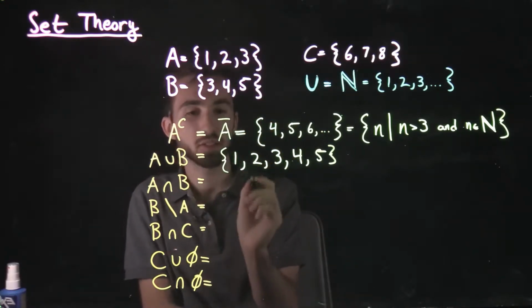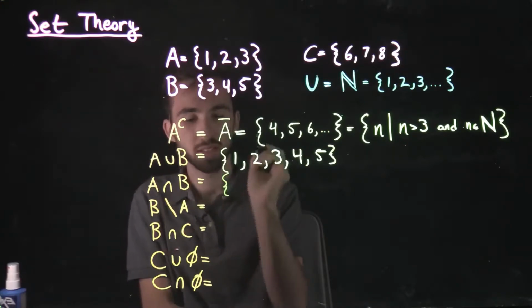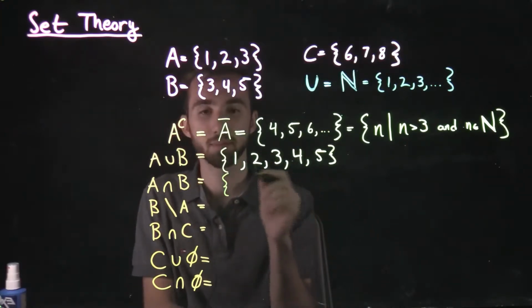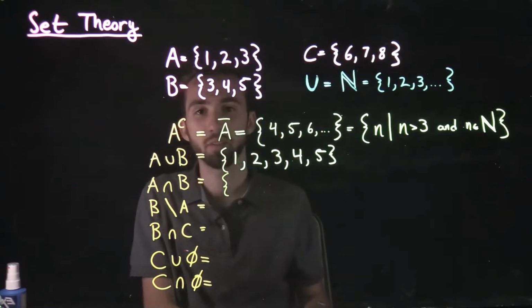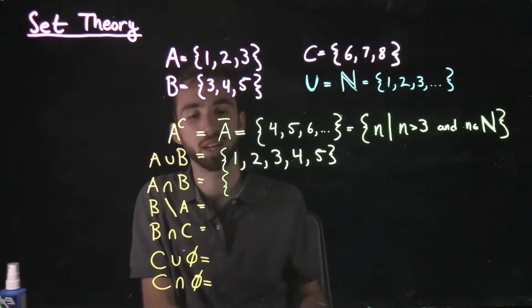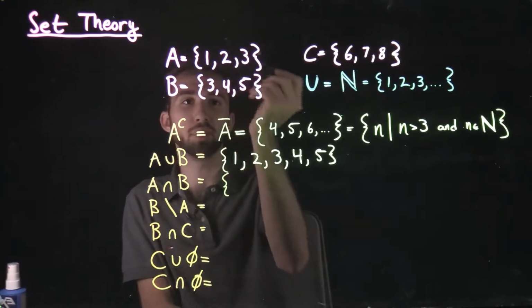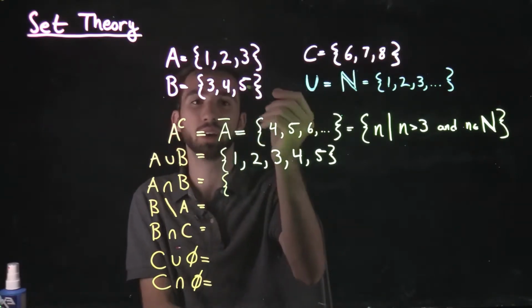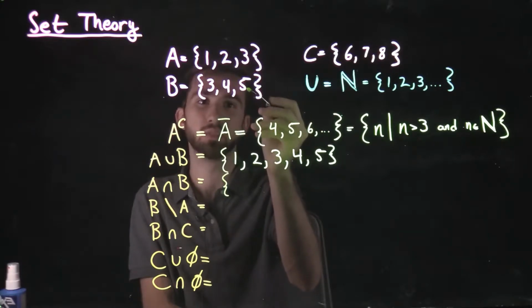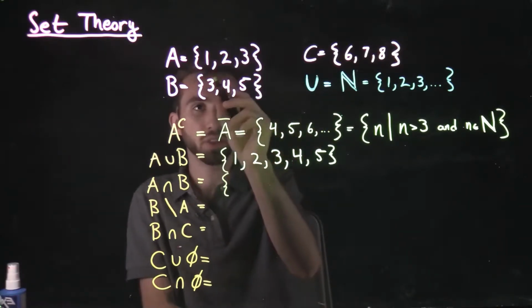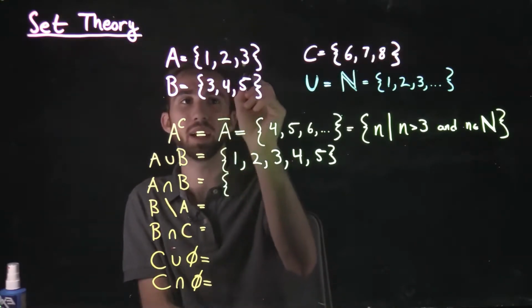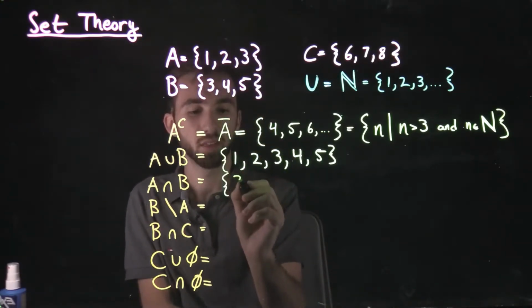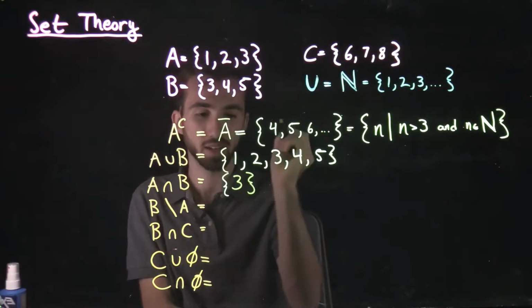Now let's look at the intersection of A and B. It's a set. Again, all these operations are sets. And the intersection is everything that is inside of both sets. So is 1 inside of B? No. Is 2 inside of B? No. Is 4 inside of A? No. Is 5 inside of A? No. The only thing that is inside of both sets is 3. 3 is in B and 3 is in A. That means 3 is in our intersection.